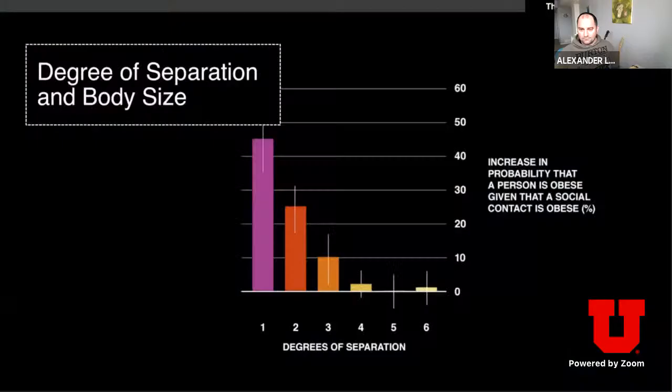How much clustering is there? Is there more clustering than would be due to chance alone? How big are the clusters? How far do they reach? And most importantly, what causes the clusters? So we did some mathematics to study the size of these clusters.